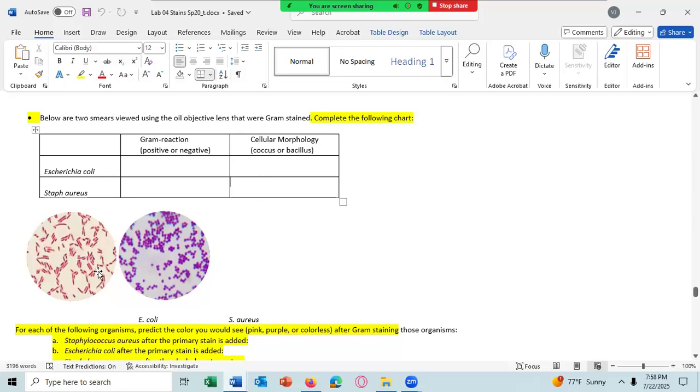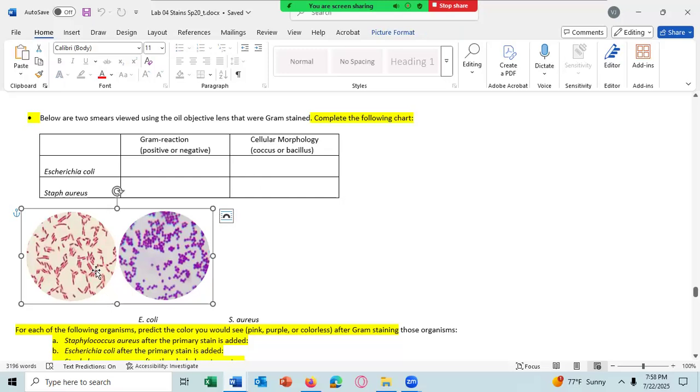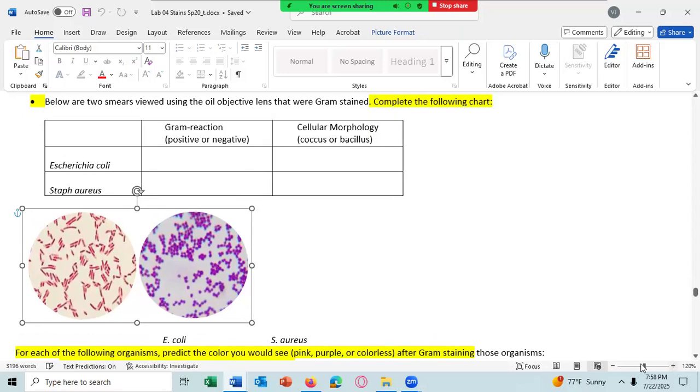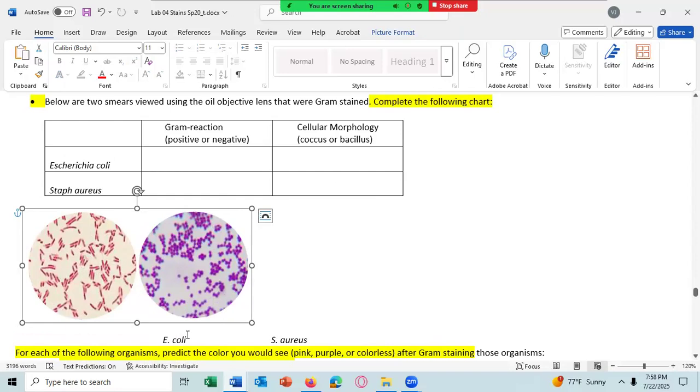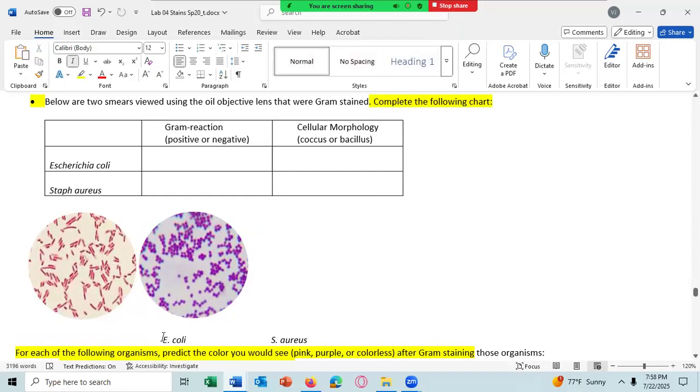And then here we have the cells stained with the gram stain. Let me shrink that down or blow that up. Something's not quite right there. This for some reason got moved. Hopefully yours didn't get moved. Can I move that? Kind of. Yeah, that's better. So this is the E. coli, and that's the Staphylococcus aureus. Any question about that?